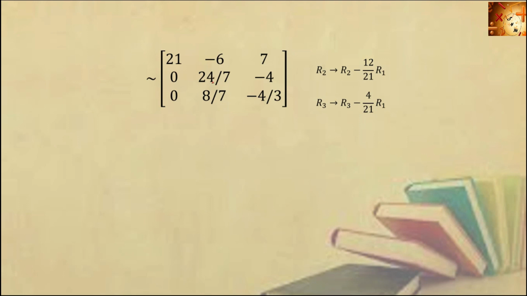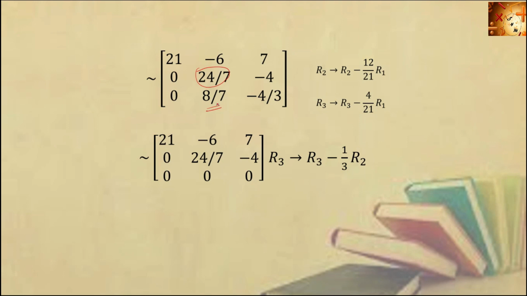Then moving to the next row, the second row. Here this is the non-zero element, and we want to make the element below it 0. The transformation is R3 changes to R3 minus 1 by 3 R2. That is, R3 minus the element in R3, 8 by 7, divided by the element in R2, 24 by 7, times R2. The 7s cancel, so that is 1 by 3 R2. Then we make this 8 by 7 as 0, and this matrix is in upper triangular form.